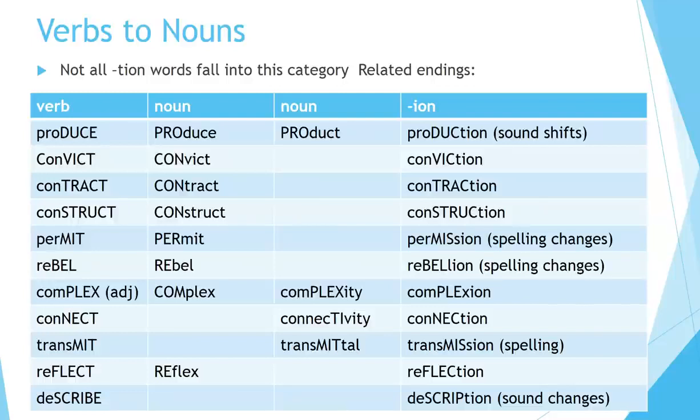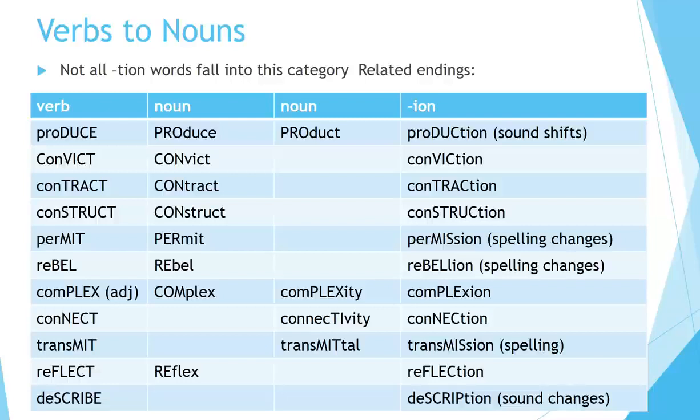Verbs to nouns. Not all TION words fall into this category. Here are some related endings. I'll read the words across this time. Produce, produce, product, production. Notice the sound shifts. We have stress and also sound changes.